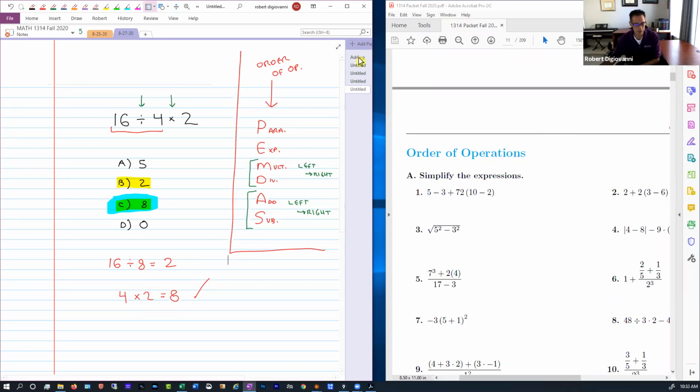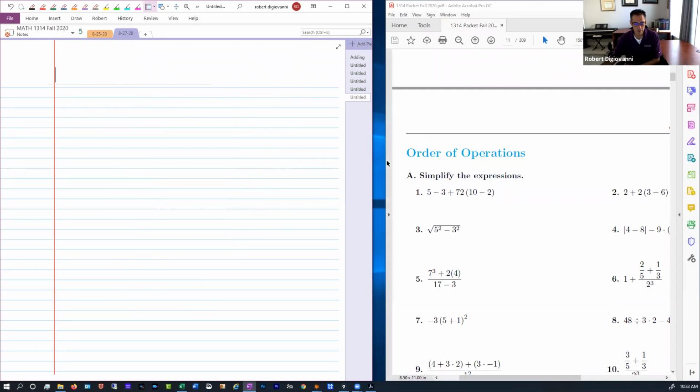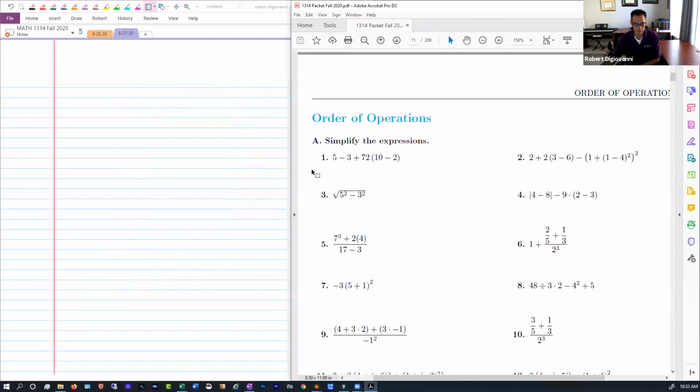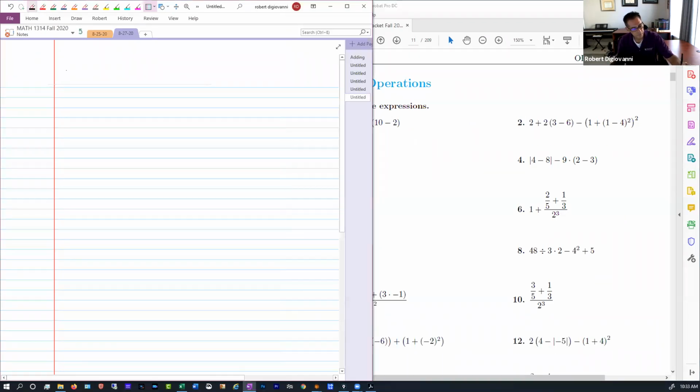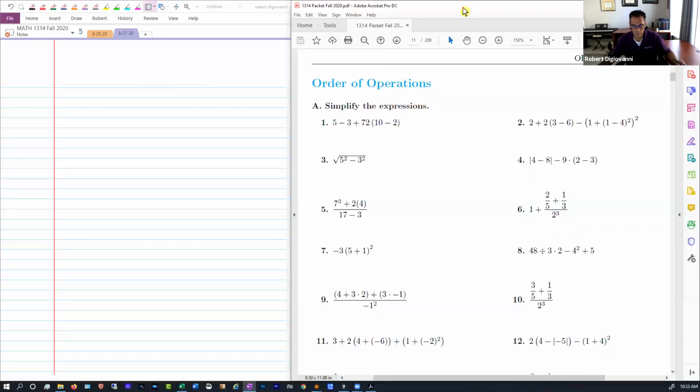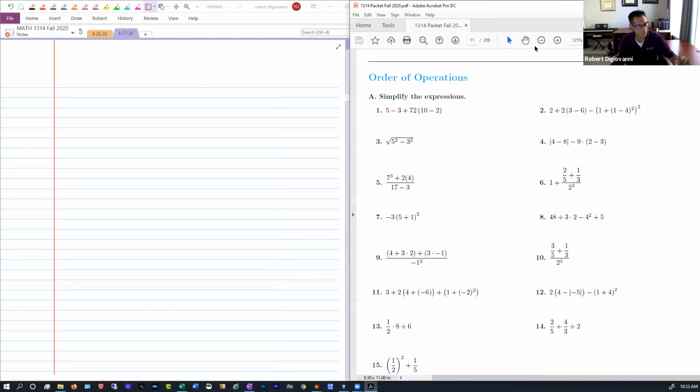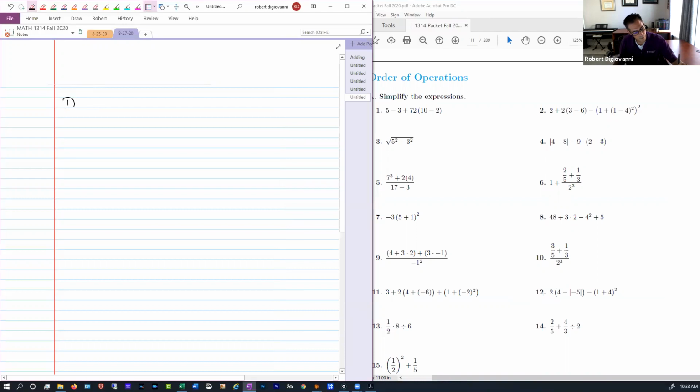Okay, so let's look at some problems here. We are going to be doing order of operations on these things here. PEMDAS. Now let's see how much of this we can actually get through. So this first one, we're going to be doing 5 take away 3, plus 72, parentheses, 10 take away 2. All right. So PEMDAS I'll put up here. And I'm actually going to put a little bracket here, to group those together so I remember those are equal.